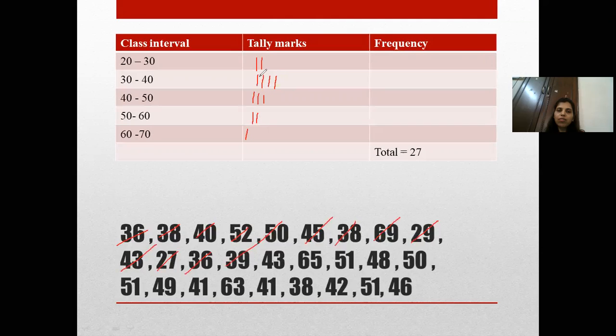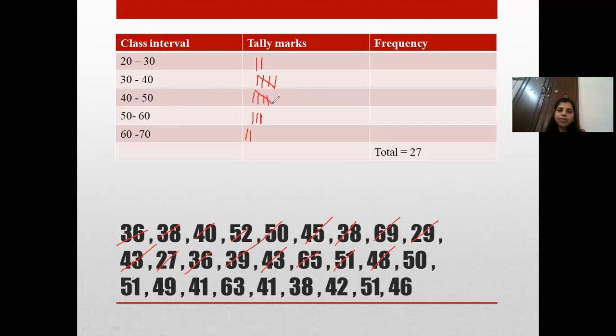So 4 lines we have already finished. We'll put a slant line. 43, strike off 43, will be in this. Why are you striking off? So that you know till where you have marked. It becomes easy. 65, first strike off and then put the line, so you know that in that order you're going. So 60 to 70 there. 51, strike off 51, it is in this class interval 50 to 60. Then 48, strike off 48, it is in this particular class interval 40 to 50.